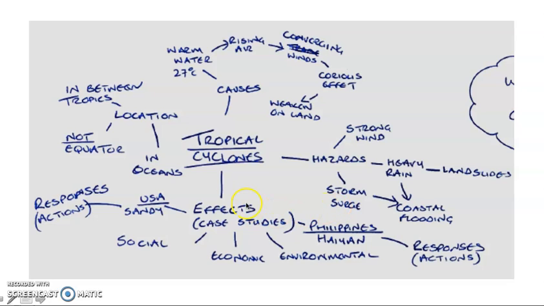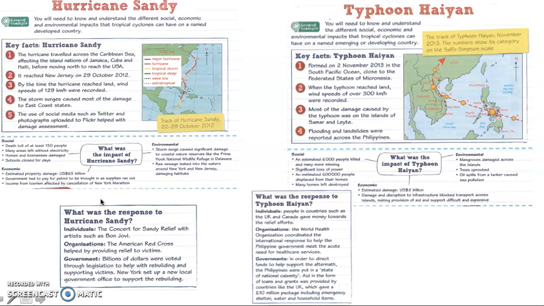And it's important that you look at the two different case studies from a developed country, the USA and Superstorm Sandy, and the Philippines of an emerging country of Typhoon Haiyan. And you need to understand about the social, economic and environmental impacts and the different responses for each of these. And you can see, you can pause it here to find out more information on both of those.